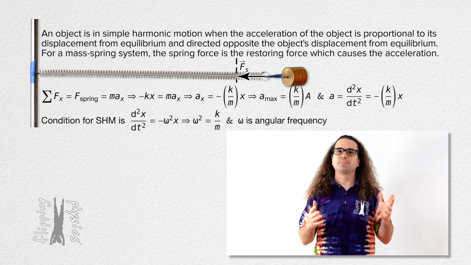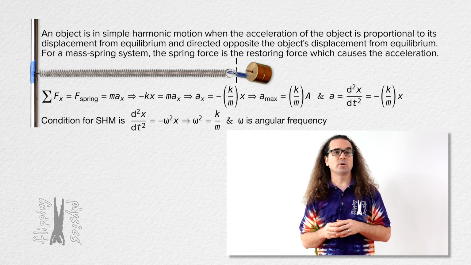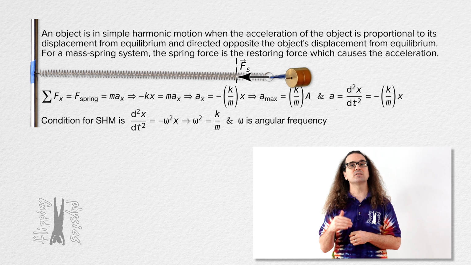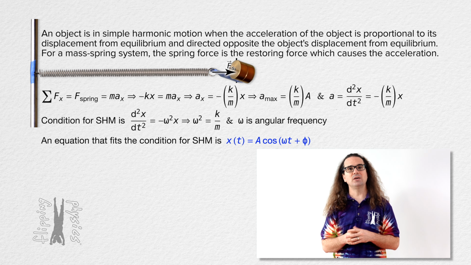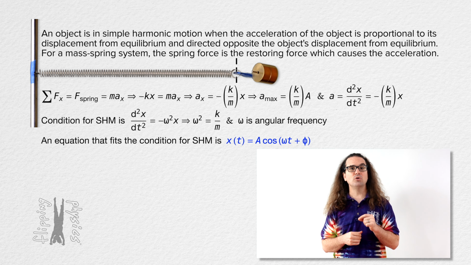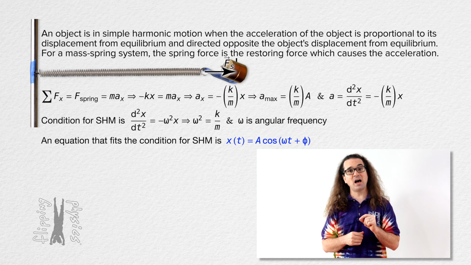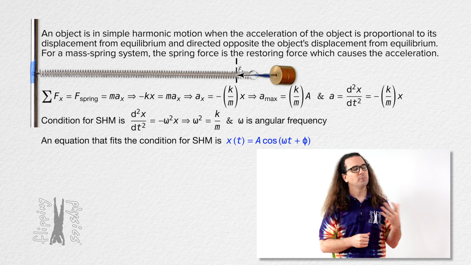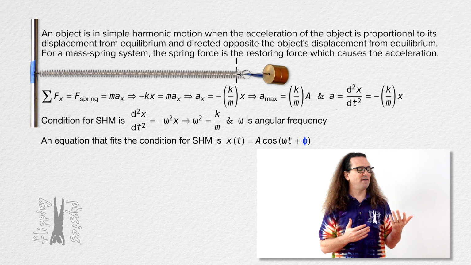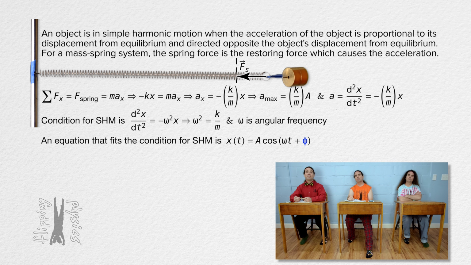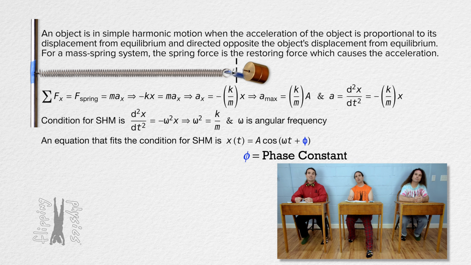A position equation which satisfies the mathematical definition of simple harmonic motion is position as a function of time equals amplitude times the cosine of the quantity angular frequency times time plus phi, the phase constant. Billy, remind me of what phi, the phase constant, is. Absolutely. Phi is the phase constant or the phase shift for the wave.